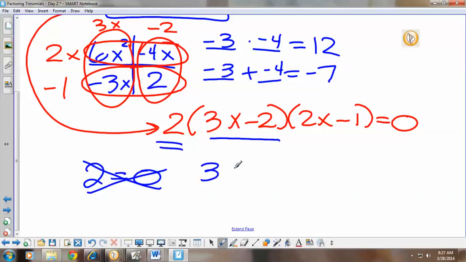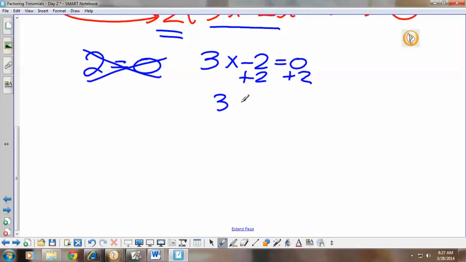3x minus 2 equals 0. What would you do to solve this equation? And then divide by 3. X is 2/3. Is it okay to have a fraction as an answer? Yes. Absolutely. You may often have fractions.